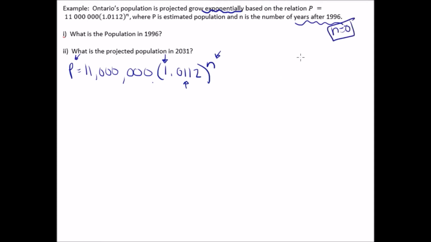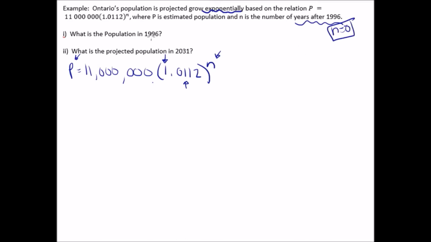Okay, now let's look at some word equations. So, example, Ontario's population is projected to grow exponentially, okay, based on this relation. So P equals 11 million times 1.0112 to the N. So 11 million is the starting point, so that's the population when they made this estimation, okay? And 1.0112, so we're talking about like 1.12% every year, and that's a growth because we have also like this 1 attached to it, so it's 100% as well. Okay, and P is the population, N is the number of years after 1996. So this is going to come into play, and we're going to have to calculate from 1996 being N equals 0, like that's the start time.